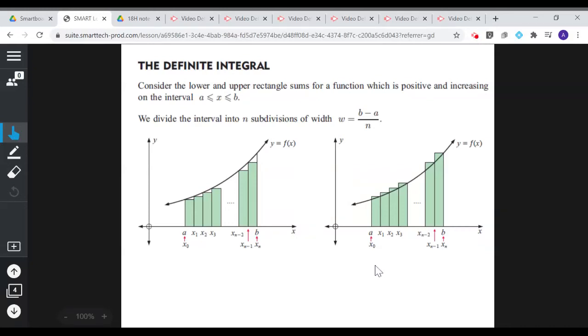Hello, everybody. We're going to continue on section 18H, which is about the definite integral. So essentially, the formal definition is that if we consider the lower rectangle sums and the upper rectangle sums for a function which is positive and increasing between values of x that go between a and b, then we can divide up that interval between a and b into small rectangles of width (b minus a) over n.